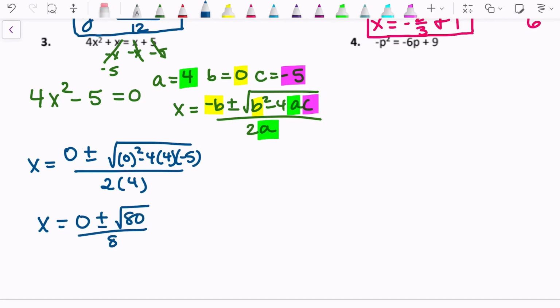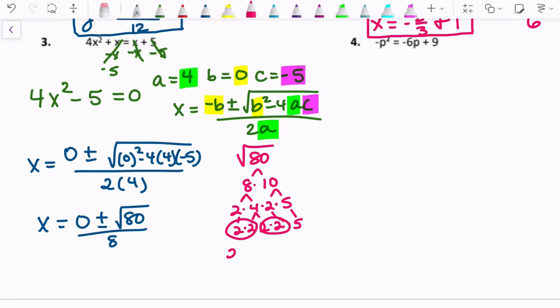You've got to see if you can simplify the square root of 80. So I'm going to do that off to the side here. I know that 80 is really 8 times 10, or you could do 2 times 40, whatever you're thinking of. 8 is 2 times 4, 10 is 2 times 5. Keep going till they're all prime. This is the factor tree method. There's other methods. I have 2 sets of 2, so 2 times 2 comes to the outside. The 5 is left inside. And so I am going to write this as 0 plus or minus 4 square root 5 over 8.